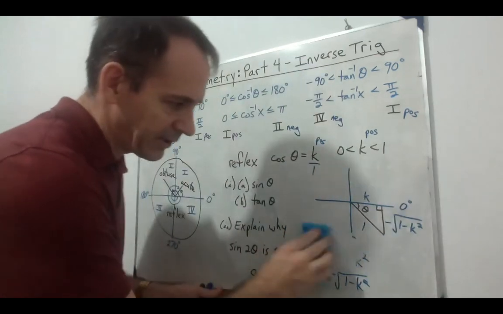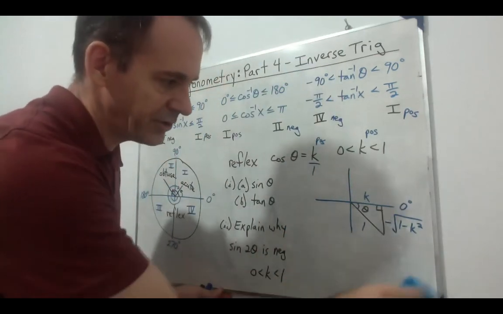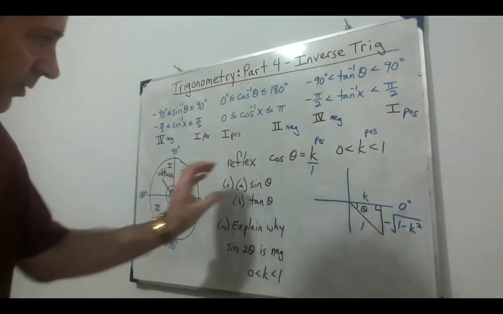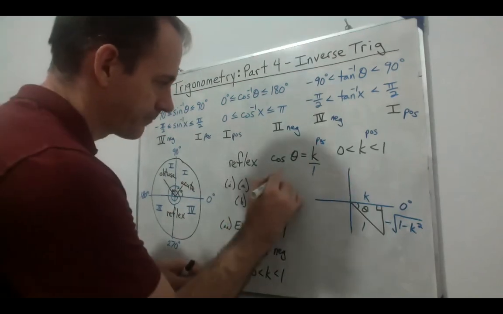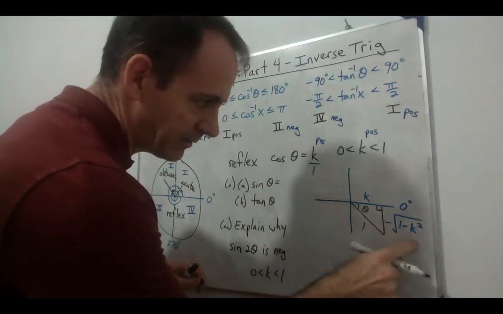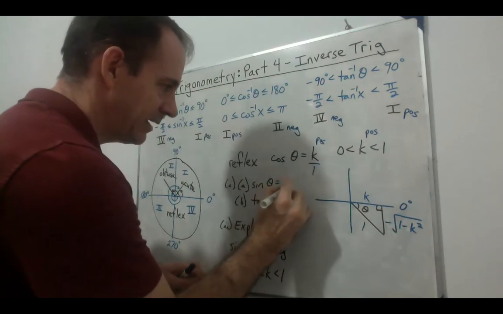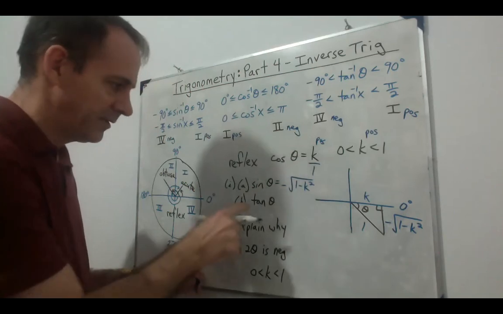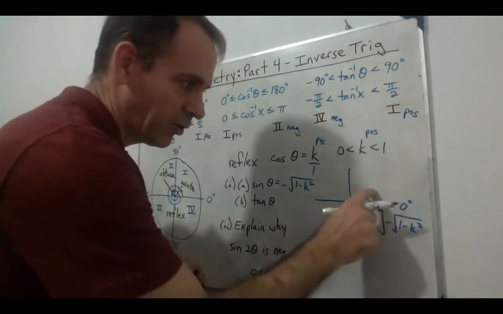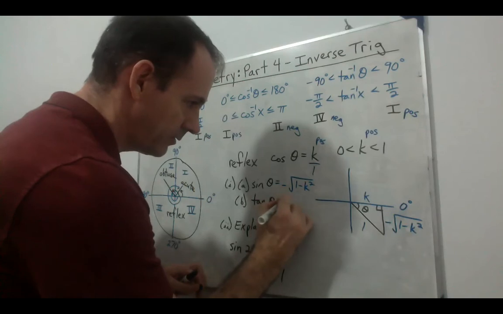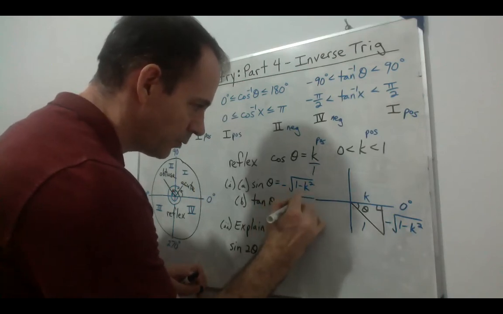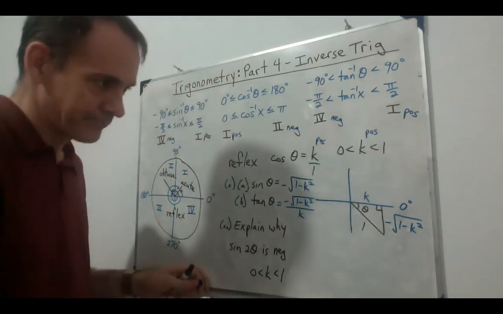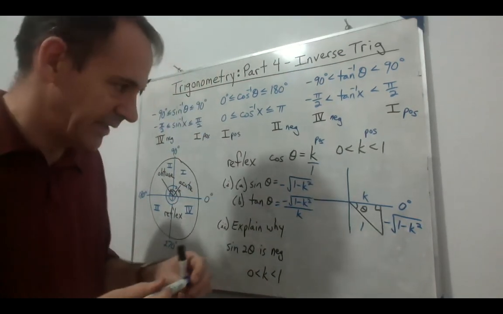So we get rid of our little Pythagorean theorem. If you're in trigonometry, you should already know the Pythagorean theorem. Okay, so sine theta equals opposite over hypotenuse. So a negative root 1 minus k squared. Tangent, opposite over adjacent. So negative root 1 minus k squared all over k. Okay, pretty easy.